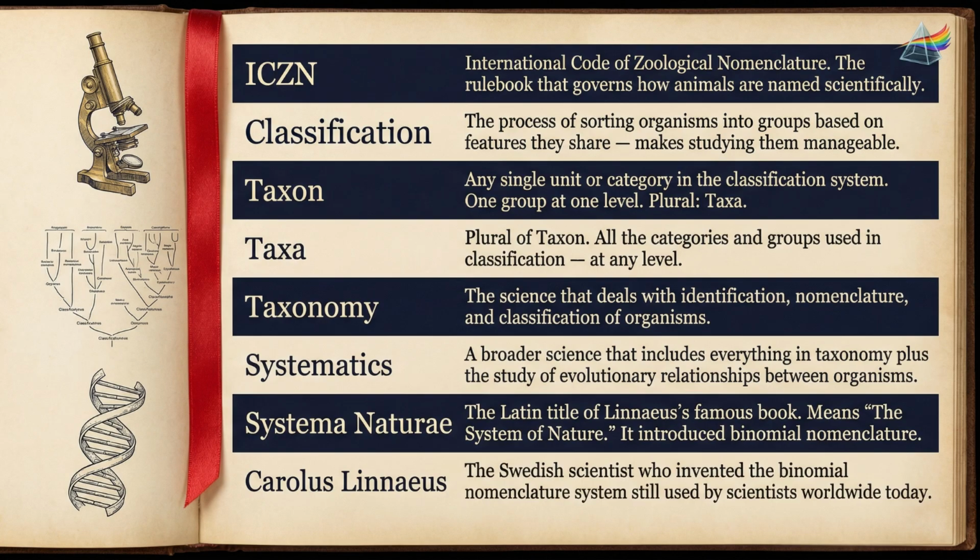Taxonomy. The science that deals with identification, nomenclature, and classification of organisms. Systematics. A broader science that includes everything in taxonomy plus the study of evolutionary relationships between organisms. Systema Naturae. The Latin title of Linnaeus's famous book, meaning the system of nature. It introduced binomial nomenclature. Carolus Linnaeus. The Swedish scientist who invented the binomial nomenclature system still used by scientists worldwide today.